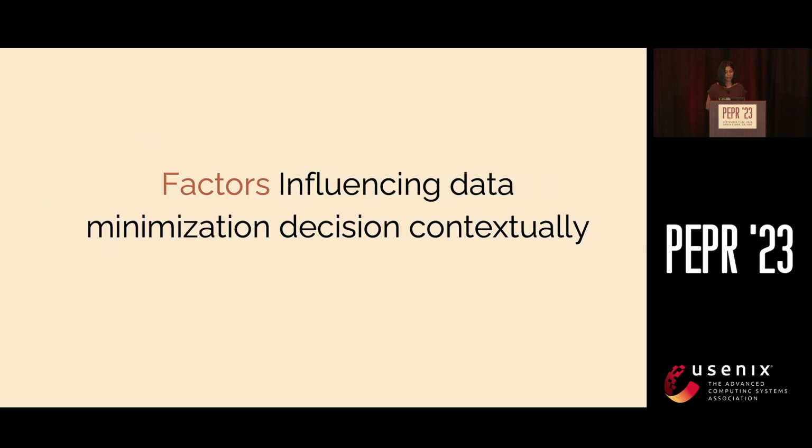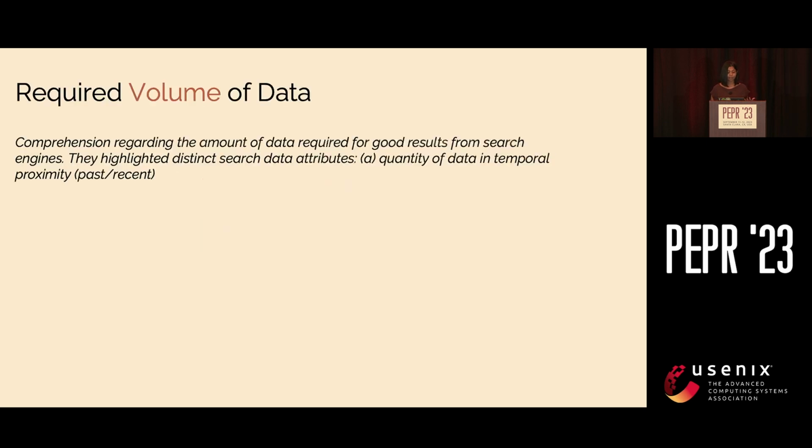Then I will quickly go over some of the factors that influence their data minimization decisions contextually, because we had some scenario-based questions for them to answer. First off, the required volume of data, a recurrent factor considered among the participants, mainly highlighting search query data, attributed to the temporal proximity and quantity of the data, which is how recent and past data is needed in obtaining good search results. And their perception of this tends to vary based on different types of search query data.